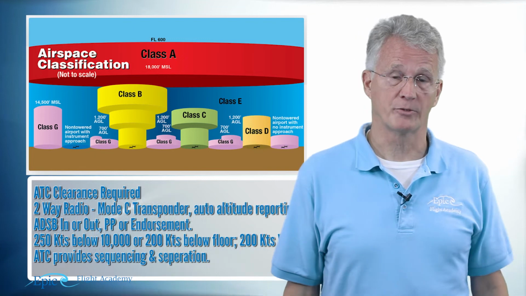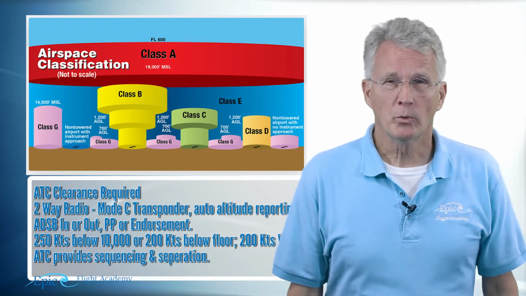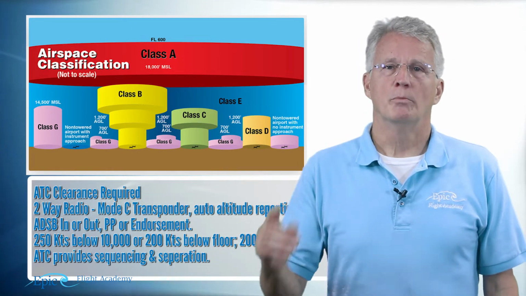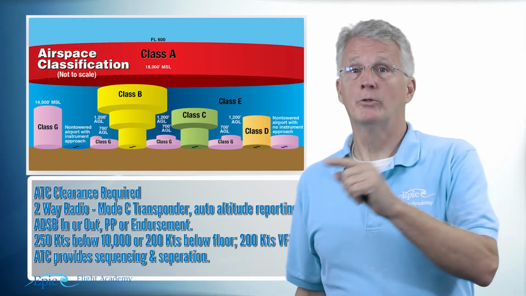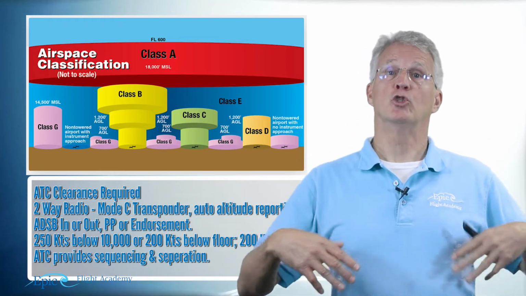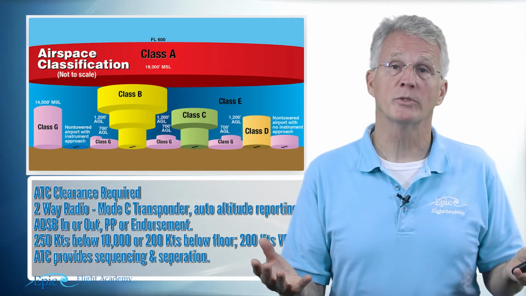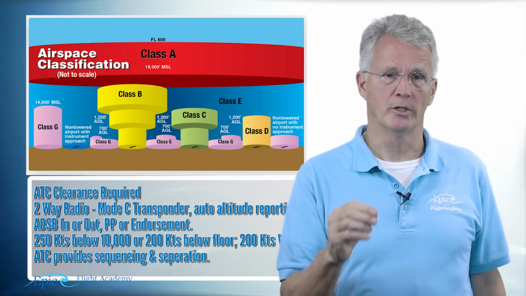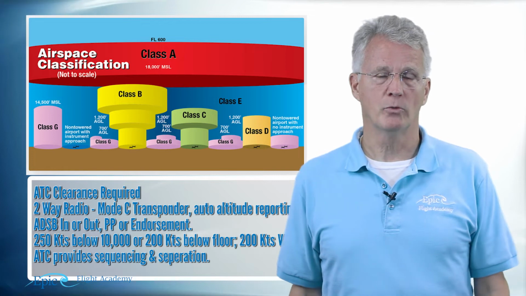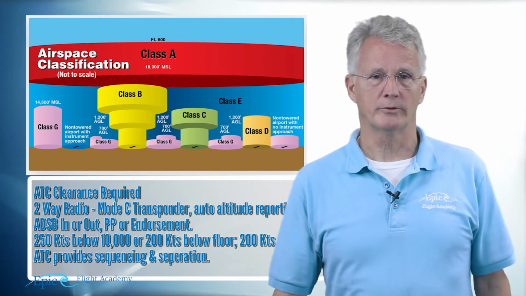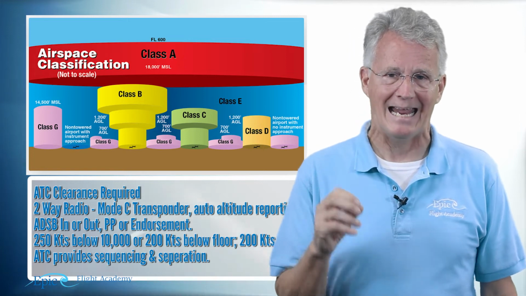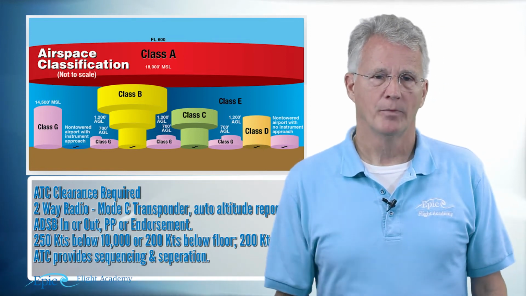Requirements for Bravo airspace. The first requirement is that you must be talking to air traffic control and you must be cleared to enter. You cannot just be talking to them on the frequency, you must be specifically cleared to enter. So two-way radio contact, Mode C transponder with automatic altitude reporting capability, and ADS-B in and out.